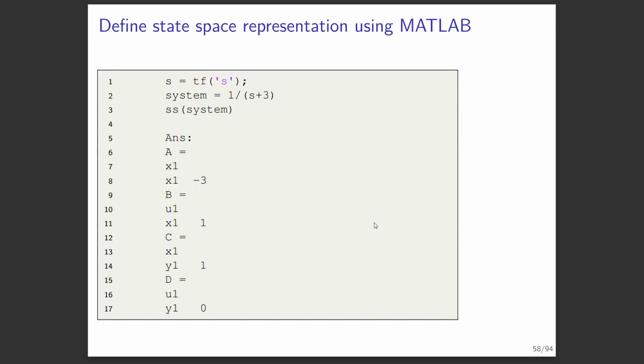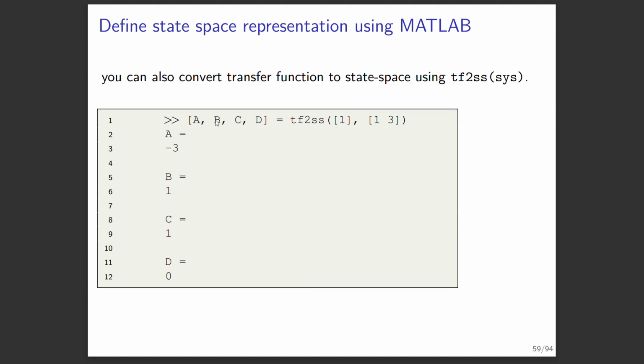If I want to define the state space representation, it's enough to first define the transfer function for system 1, and then I just call the ss command on it. Alternatively, I can do tf to ss. If I have the transfer function, I can convert it to the state space representation.